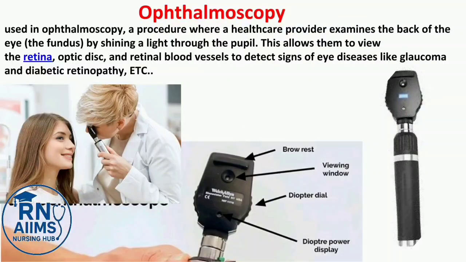Ophthalmoscopy. Used in ophthalmoscopy, a procedure where a healthcare provider examines the back of the eye, the fundus, by shining a light through the pupil. This allows them to view the retina, optic disc, and retinal blood vessels to detect signs of eye diseases like glaucoma and diabetic retinopathy, etc.